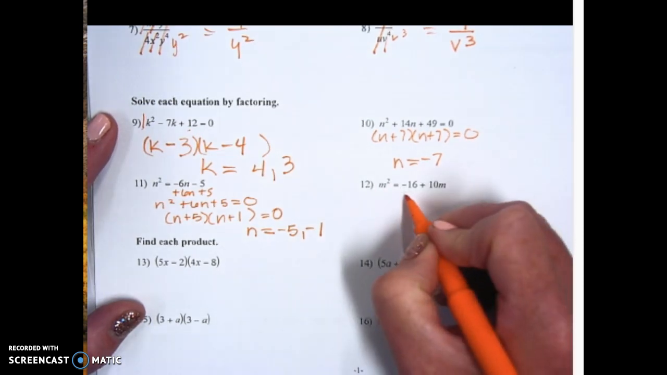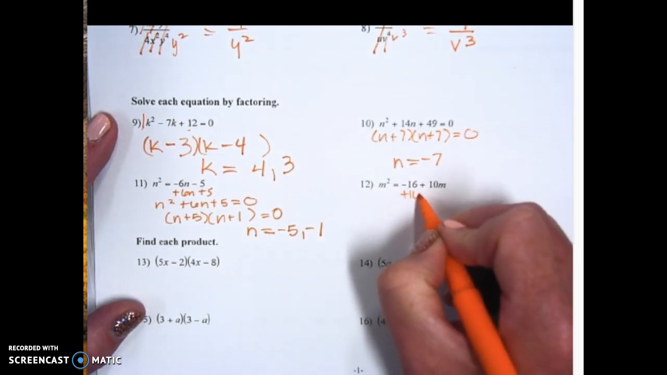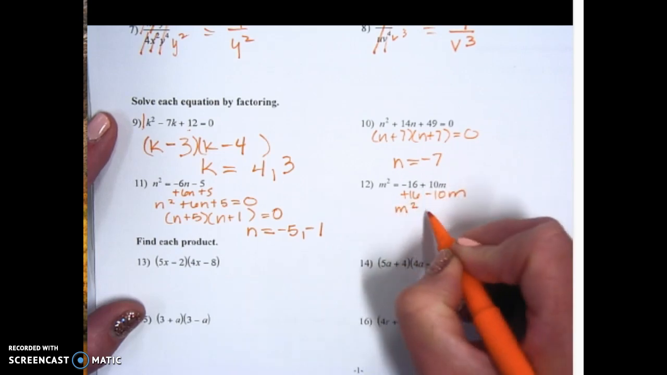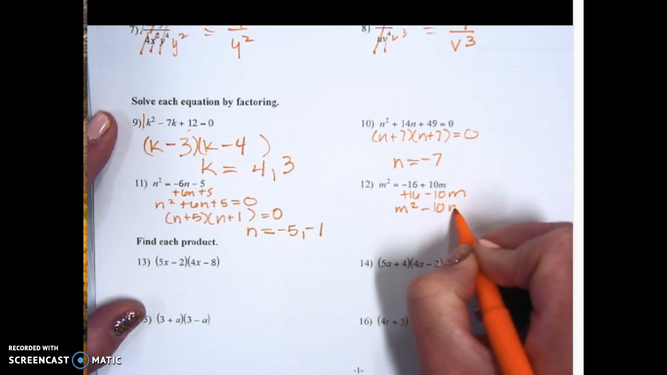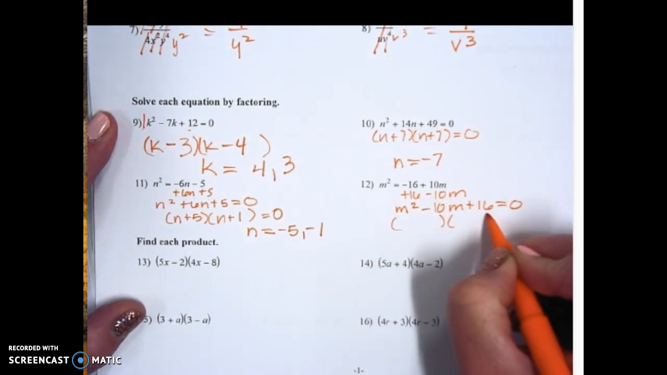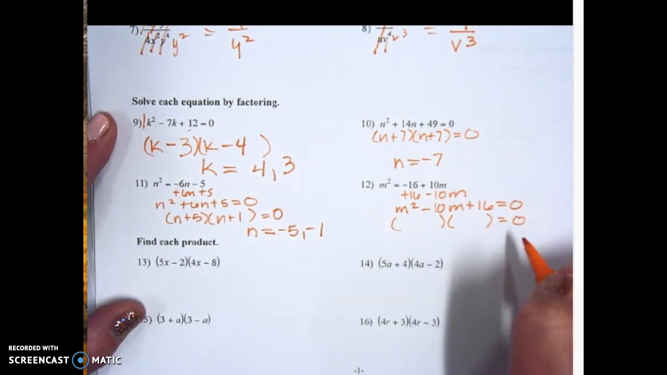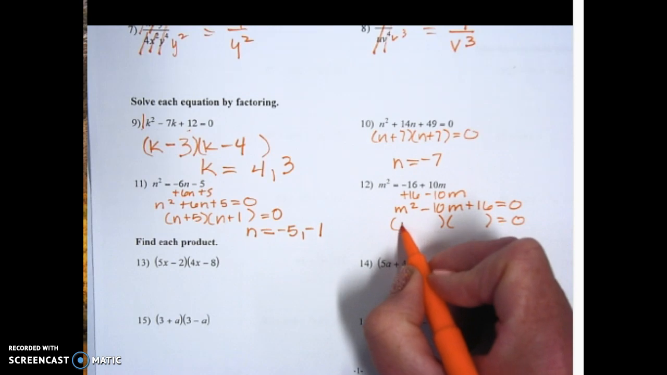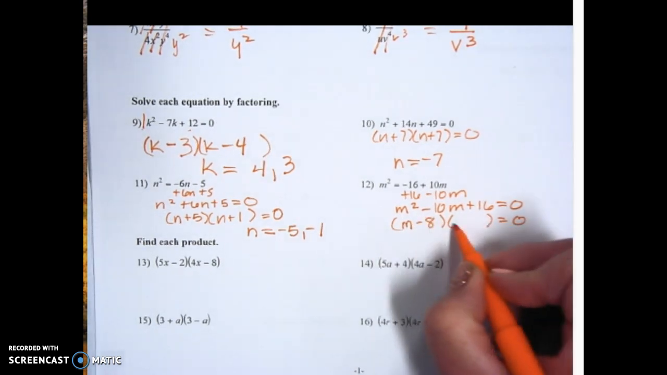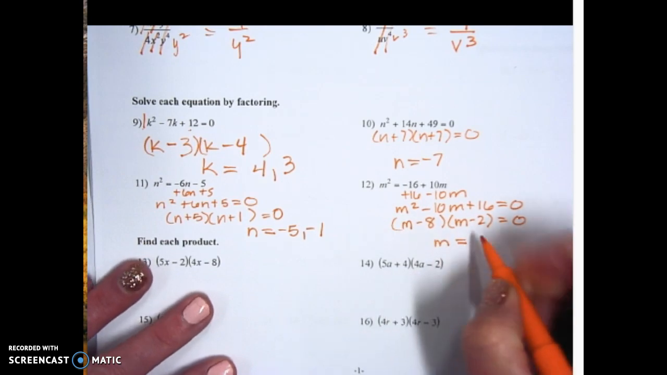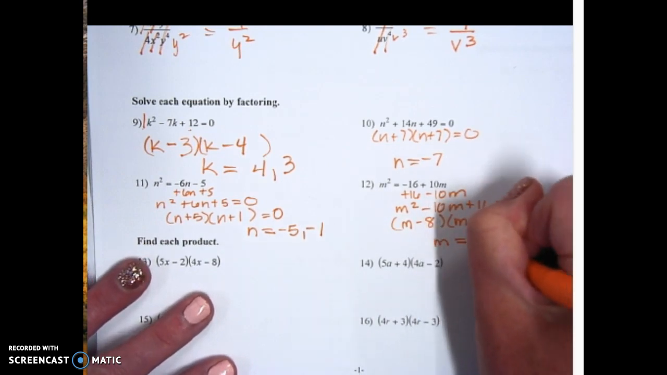Number 12, we want to set this equal to 0, so add 16 and subtract 10m. And the new trinomial will be m squared minus 10m plus 16. This one is easily factorable to m minus 8 and m minus 2. So the solutions are going to be positive 8 and positive 2.